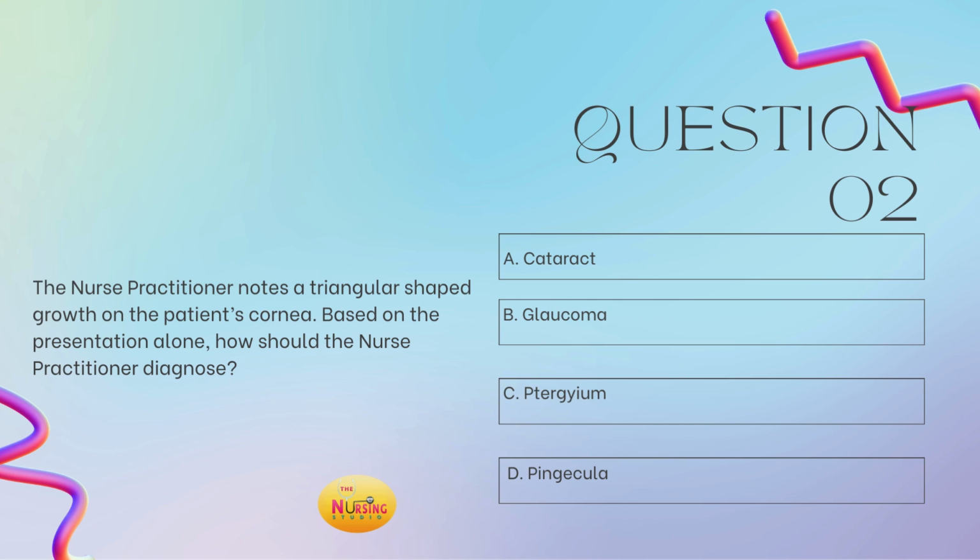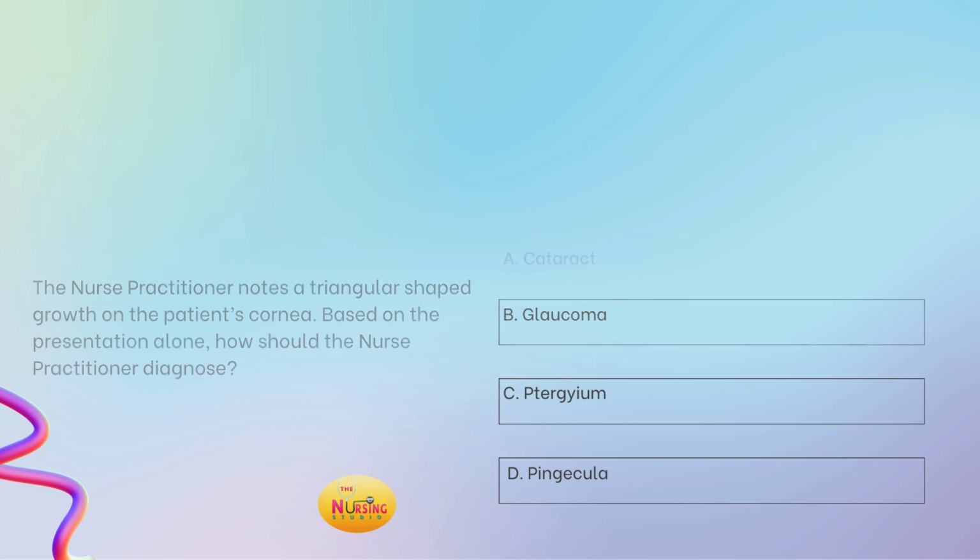And then pterygium, I always say think of the T in pterygium for that triangular shape. So the triangular shape growth on the patient's eyes is C, pterygium, and then D, pinguecula. It's just a bump or growth on that eye as well. Okay, so the best answer here is C.